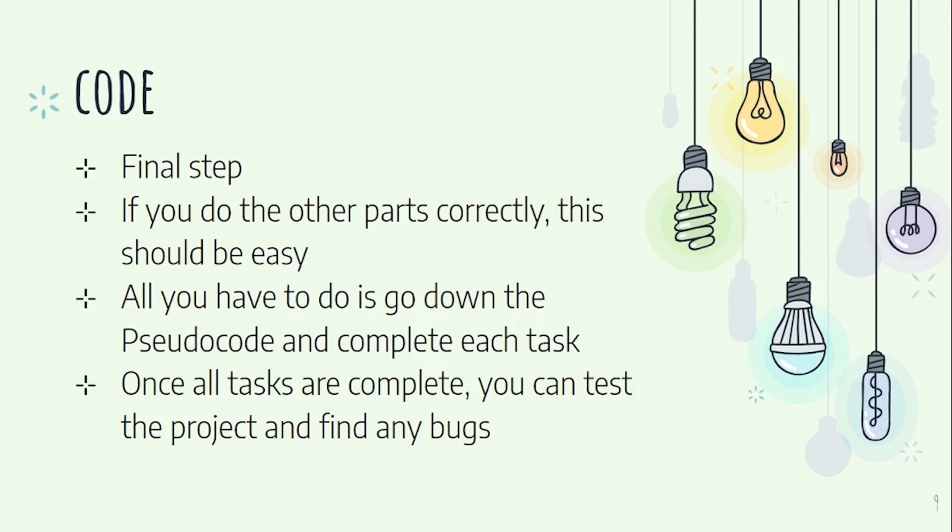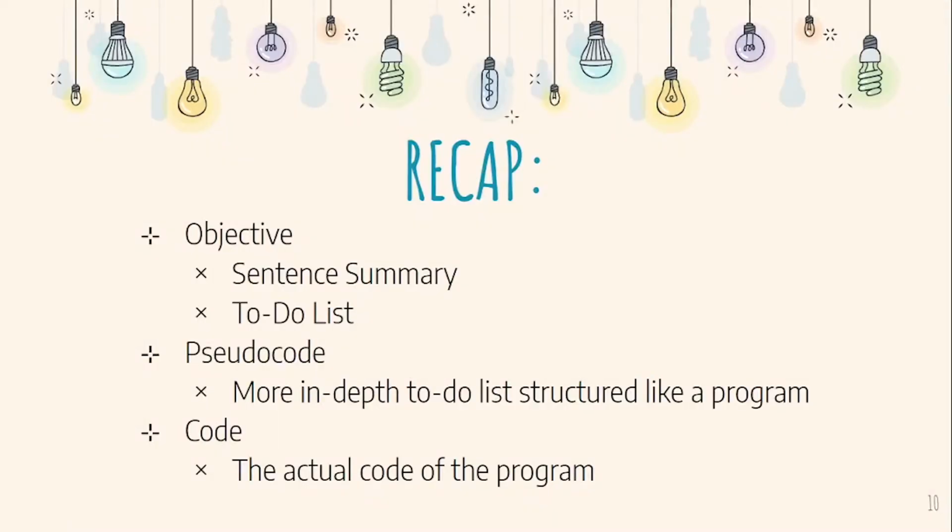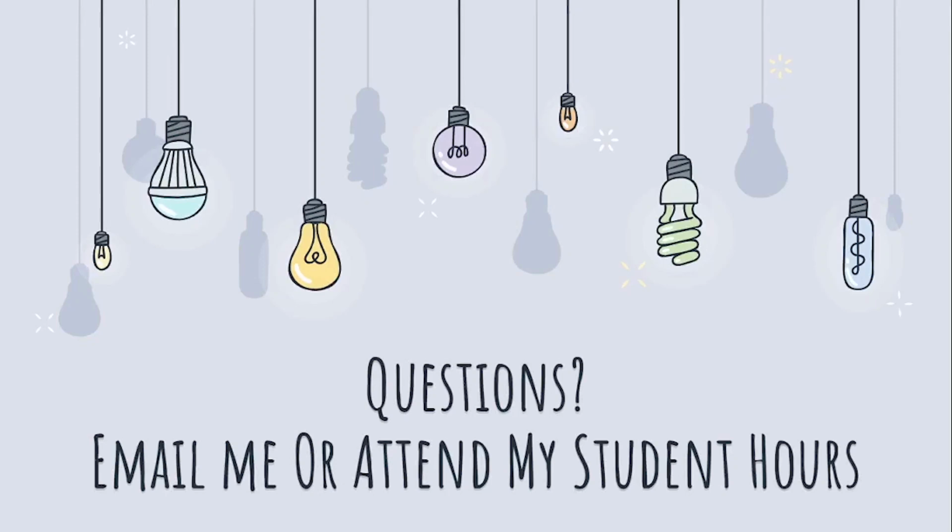As we complete more projects, the objective, pseudocode, and code will make more sense. And as a recap, for right now, it is just important to understand the pieces of them. The objective is a sentence summary and contains your to-do list. The pseudocode is a more in-depth to-do list structured like a program, and the code is the actual code of the program.